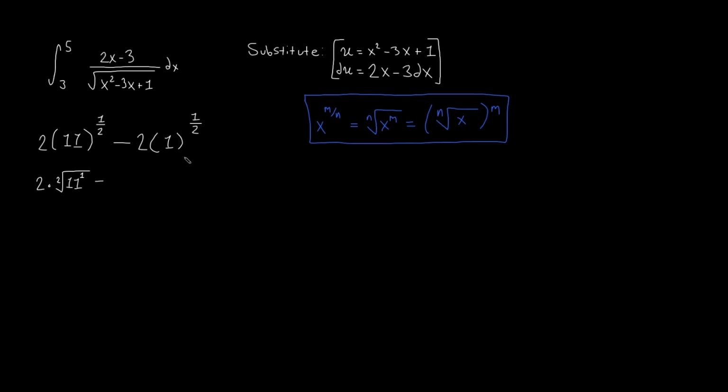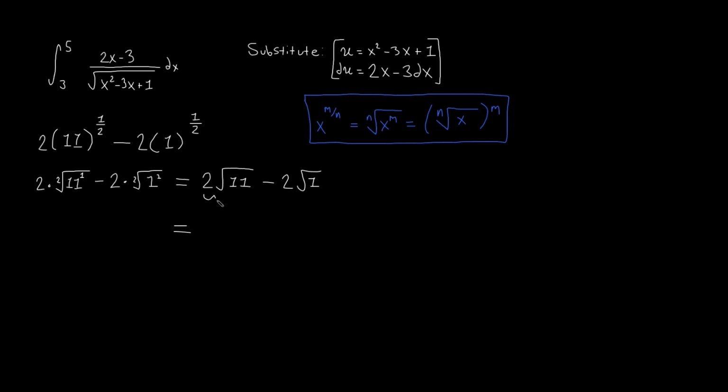Now for our second term over here, we're just going to take the 2 and bring it down. The base of what we have the fractional exponent attached to is what's going to go underneath the radical. So the base here is 1. The denominator of the fractional exponent is 2, so we'll put a 2 in the index. And because there's a 1 in the numerator of the fractional exponent, we're going to raise it to the power of 1. So what this will become is 2 times the square root of 11 minus 2 times the square root of 1.